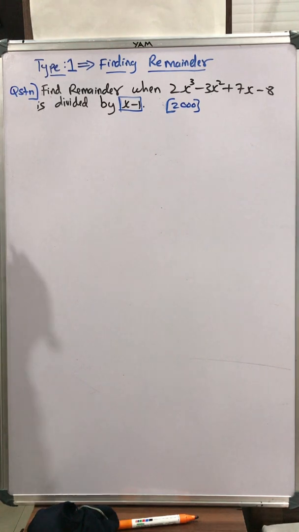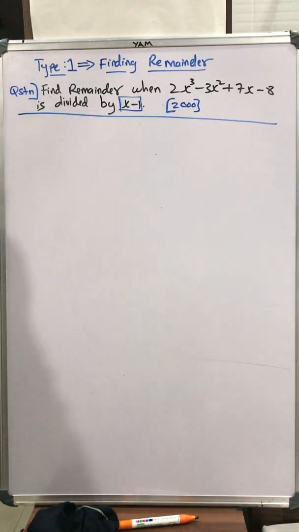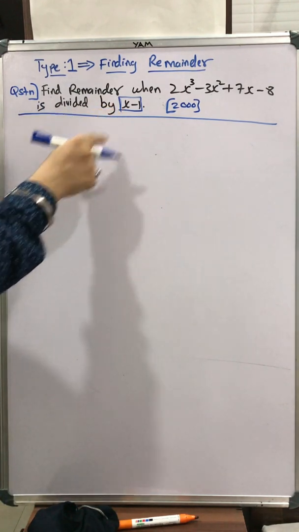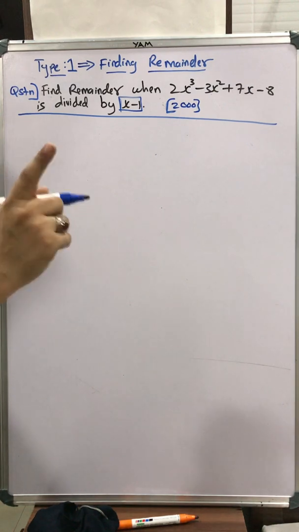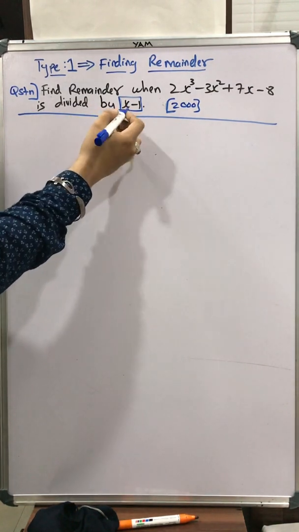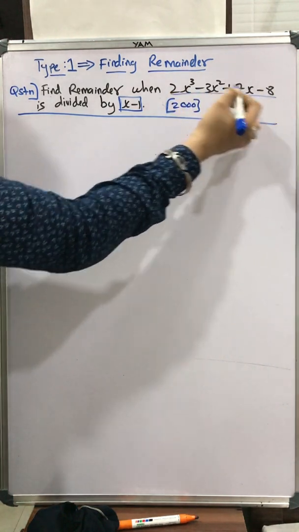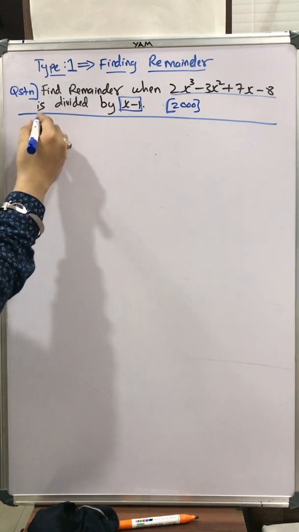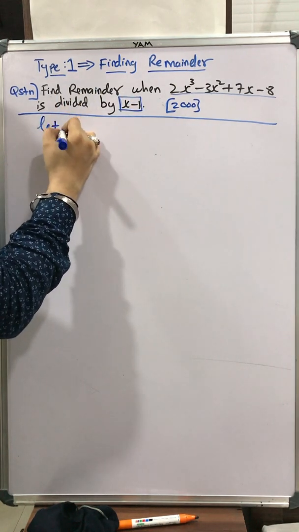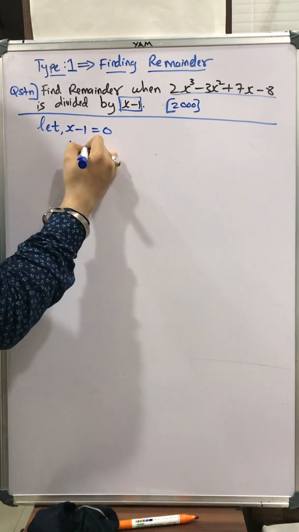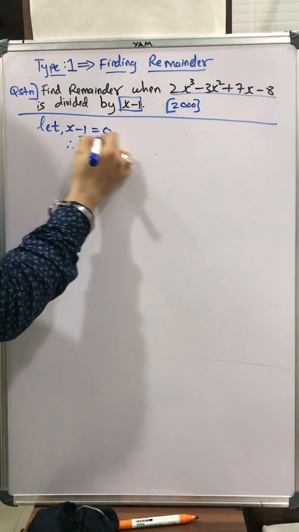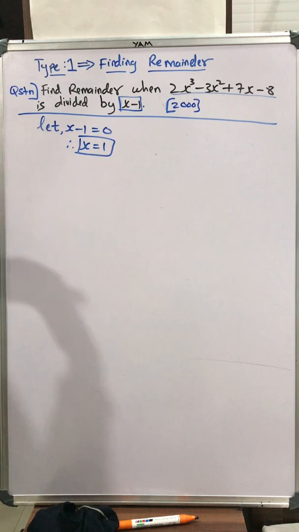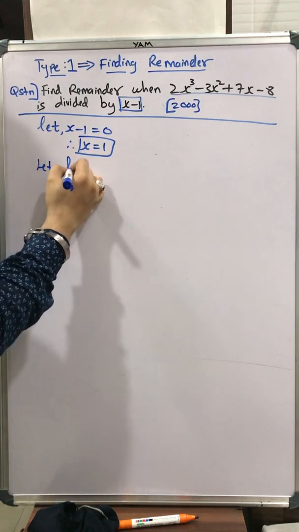What will be our first step, students? My first step will be to equate the divisor to 0. This is our divisor and this is the dividend. So I'll equate my divisor to 0. Let x minus 1 equal 0. Therefore x is equal to, minus 1 goes to the other side, becomes plus 1. x is equal to 1. That's it. Now they have not named this polynomial. We'll give the name. So I say let f of x.